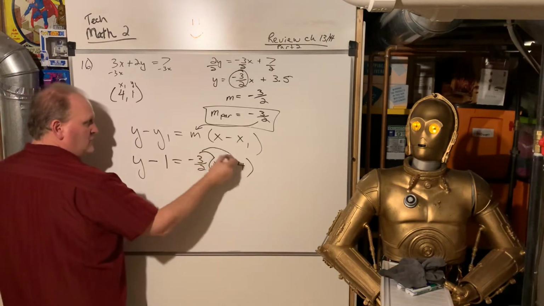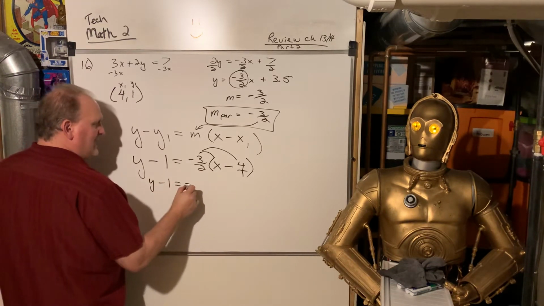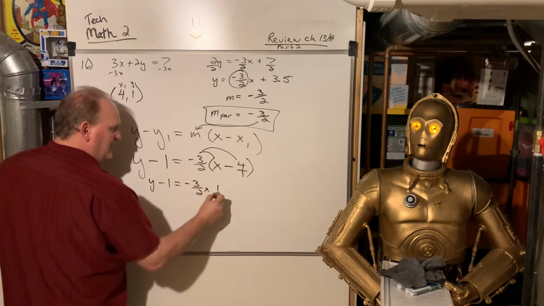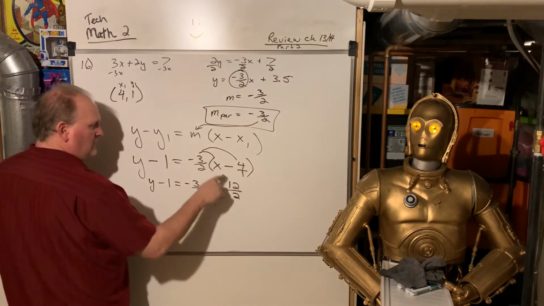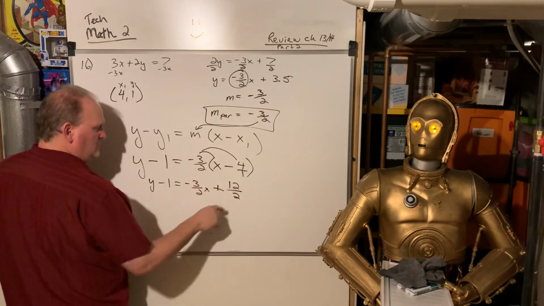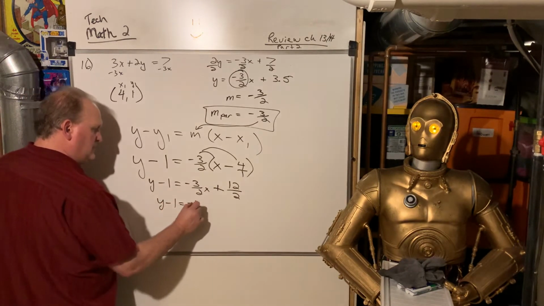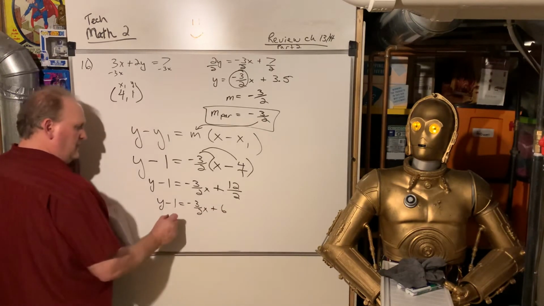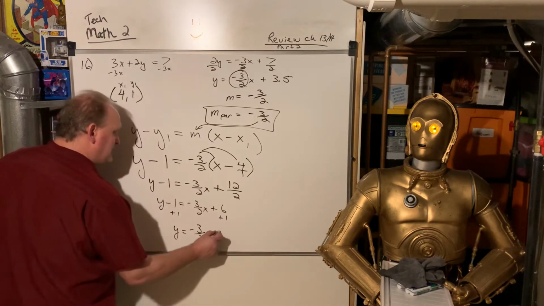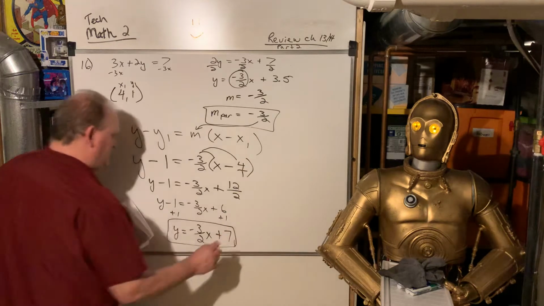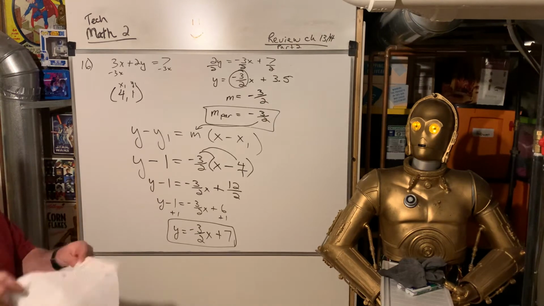So we distribute negative 3/2. Remember how we multiply fractions. Numerator times numerator, denominator times denominator. So plus 12/2, right? 3 times 4 is 12, and negative times a negative is a positive, and 2 times 1 is 2. And that just stays negative 3/2. And now we reduce it to 6 and add 1 to both sides. So y is equal to negative 3/2 x plus 7. That is not an easy problem to do. So be ready for that one.